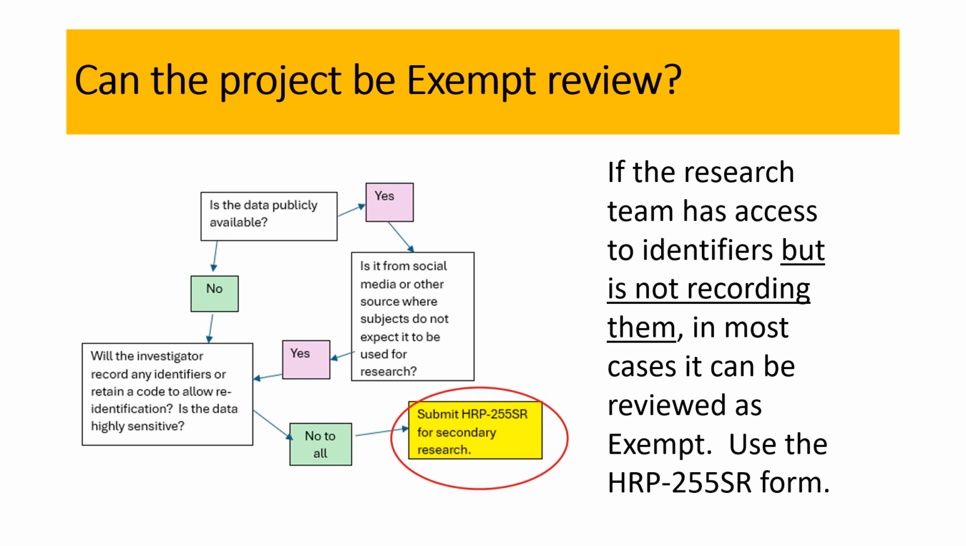Exempt review. If the data is not publicly available and has identifiers that you have access to, but you are not recording any identifiers, or if the data is from social media, the study can be reviewed by the IRB as exempt review category 4. For instance, if you are accessing medical records where you can see personal identifiers, but you are not recording any of these identifiers, only the diagnosis and the outcome, this can be exempt review.